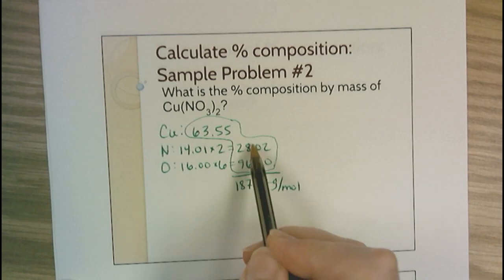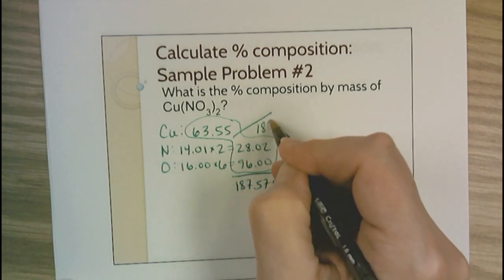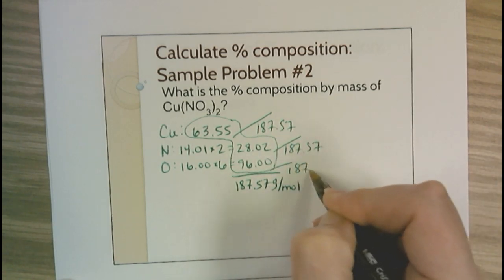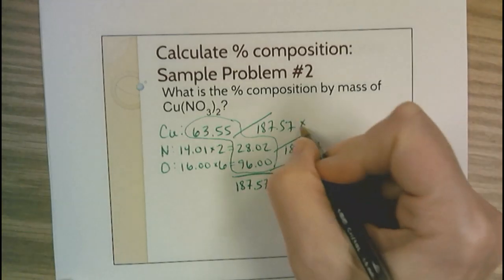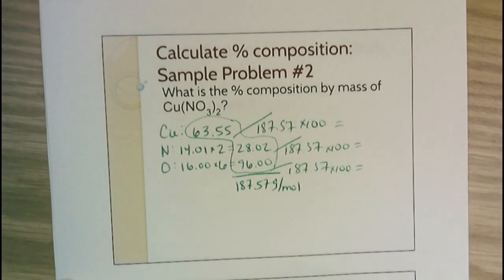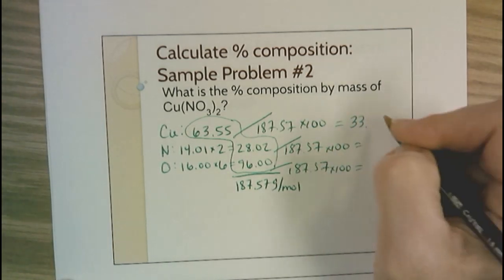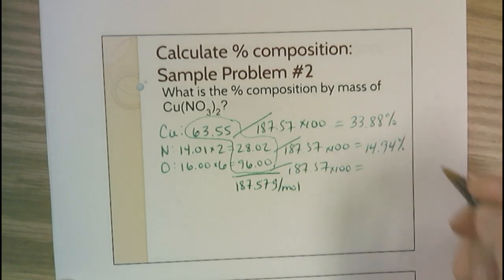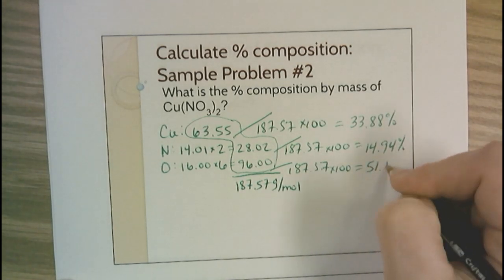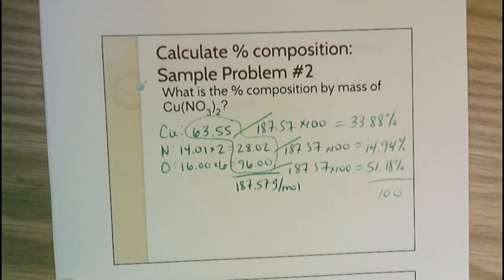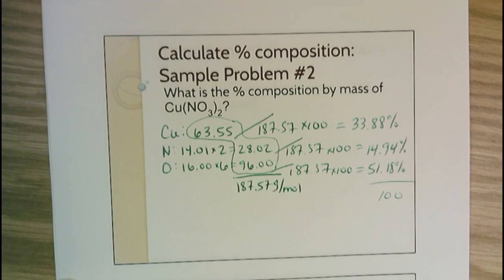So then we're going to take each individual mass divided by the molar mass. So we'll do that for each one, and then of course multiply each one by 100 so that we can get a percent. And we'll find that we get 33.88% copper, 14.94% nitrogen, and 51.18% oxygen. Again, if you add all of those up to double check that you did it right, you would get 100%.